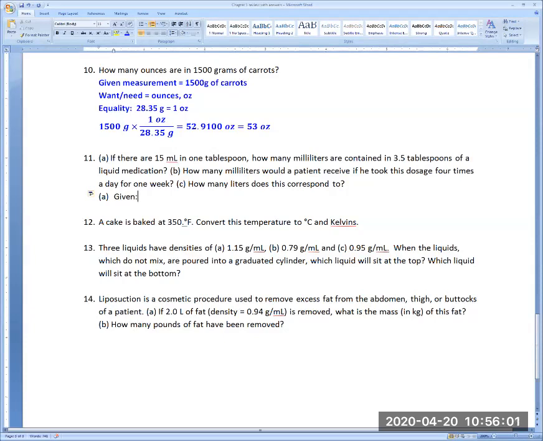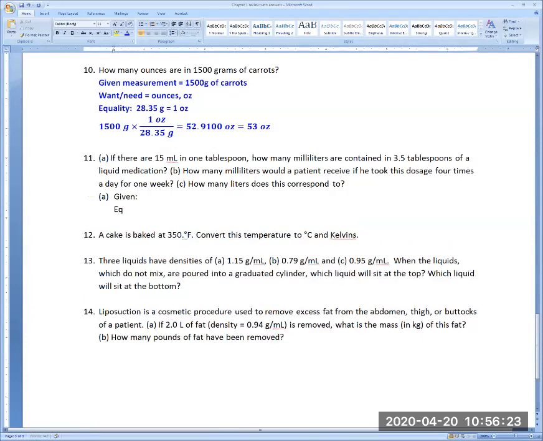So when you read this, it says, if there are 15 milliliters in 1 tablespoon, you should see this as an equality, right? It tells you 1 tablespoon equals 15 milliliters. So I want you to write this as an equality. Yes, that says 15 milliliters equals 1 tablespoon. So that's the equality. It's not the given measurement.